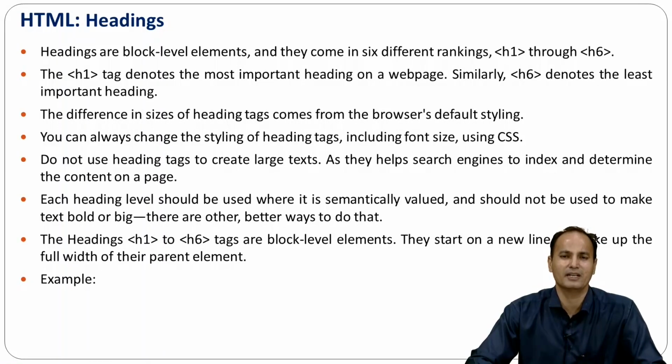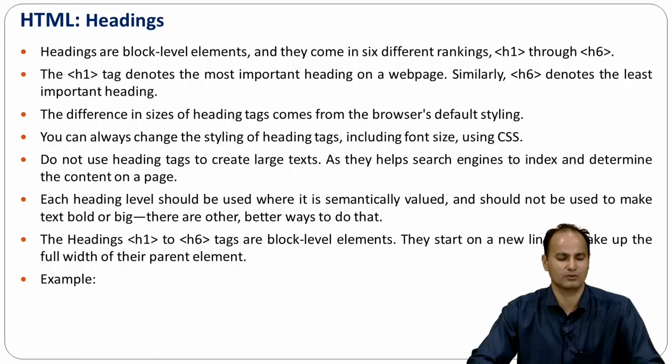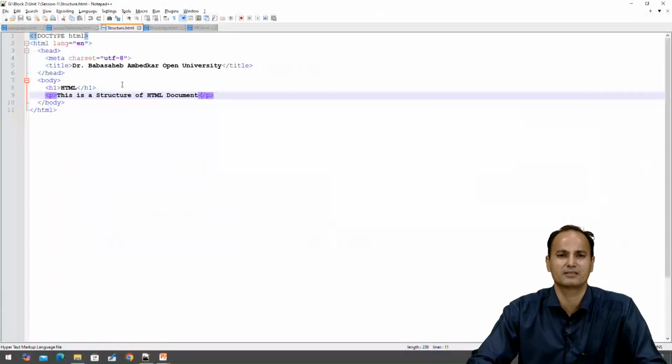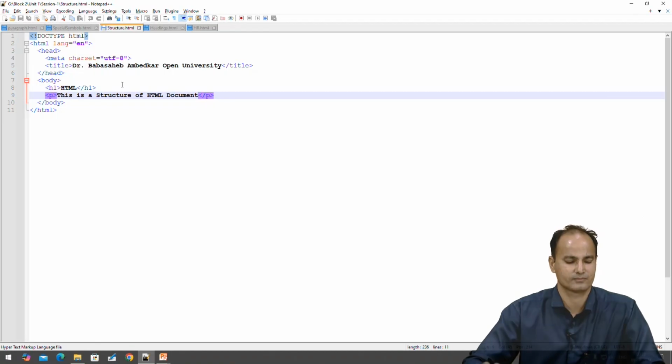HTML headings are divided into 6 categories starting from H1 to H6. H1 stands for the largest font size heading, and H6 is the lowest heading with a smaller size font. If we go through the practical, we can see this heading mechanism.